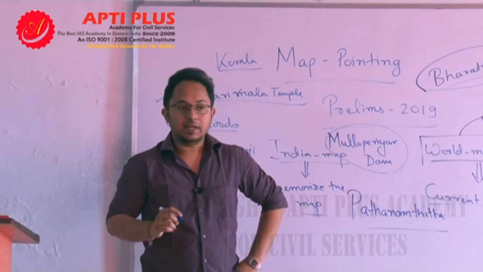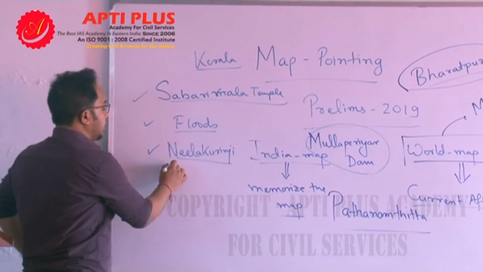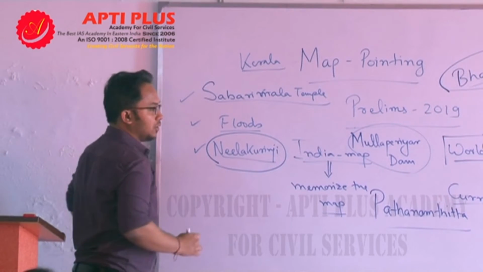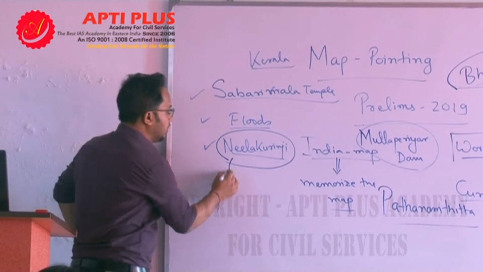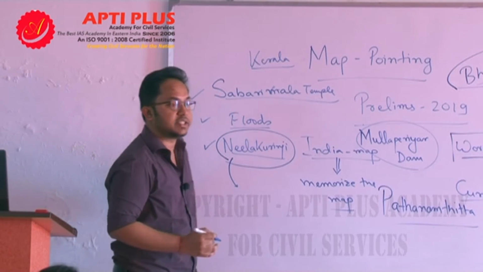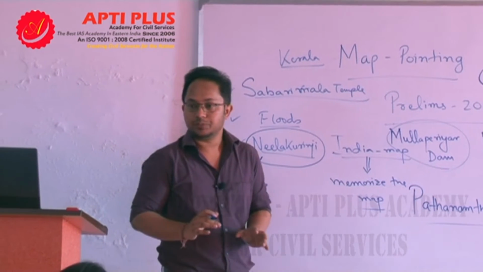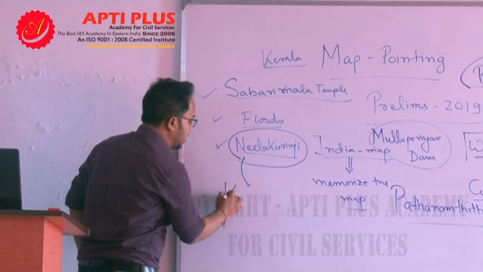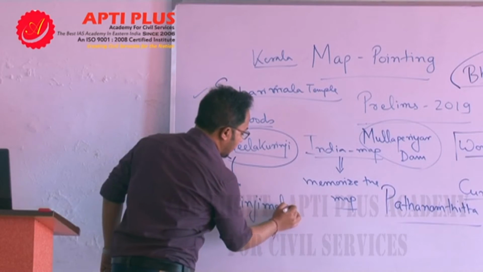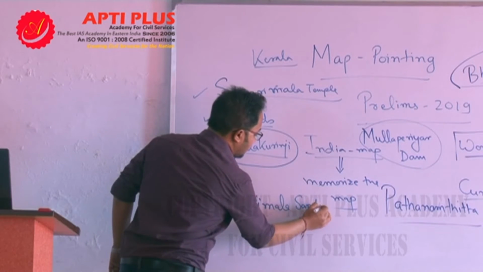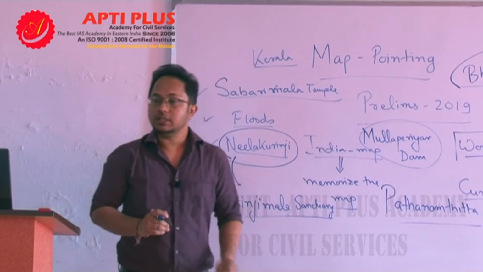Right? Similarly, we also get to see that Neelakurinji flowering had taken place after 12 years in 2018. So regarding Neelakurinji, you need to know that over here we have a particular sanctuary dedicated just for the conservation and protection of the Neelakurinji. It is called the Kurinjimala Sanctuary.